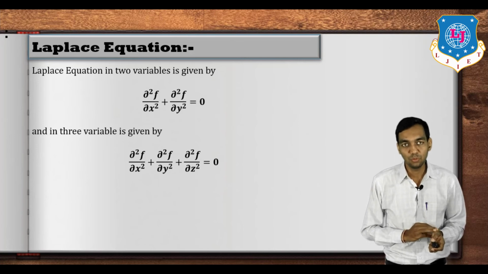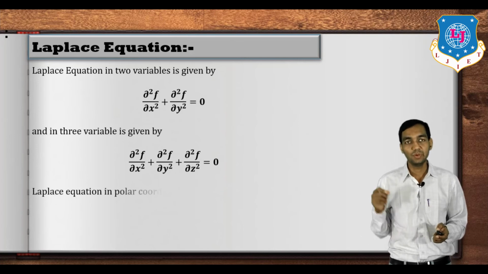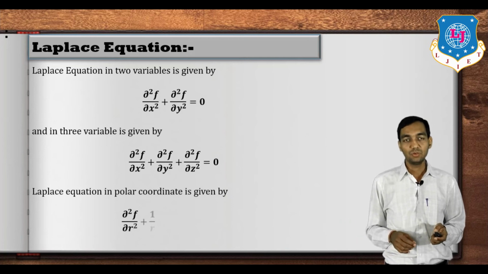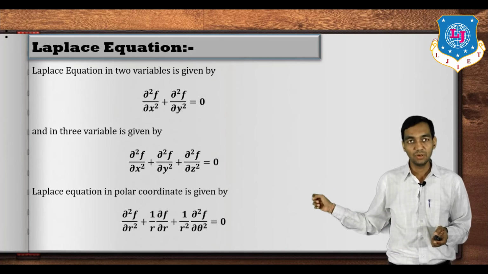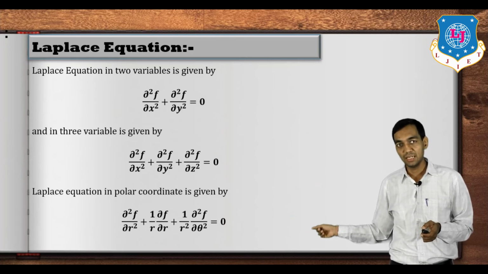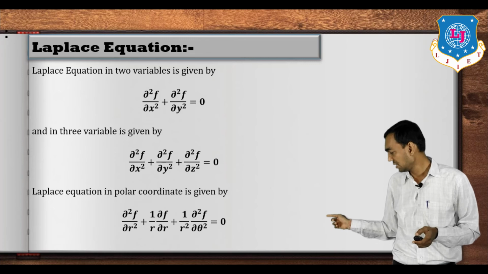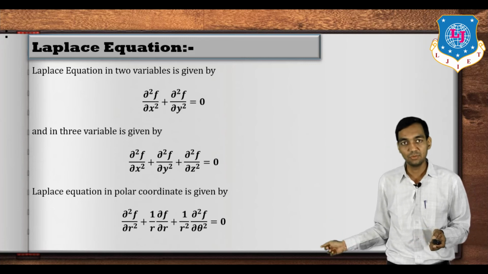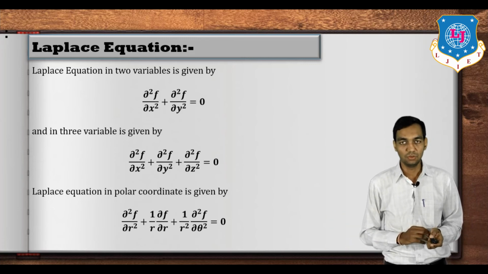And in polar form, that means your function is of the form r and theta. Then in polar form, for a two-variable function, the Laplace equation is given as del square f by del r square plus 1 upon r del f by del r plus 1 upon r square del square f by del theta square is equal to 0.